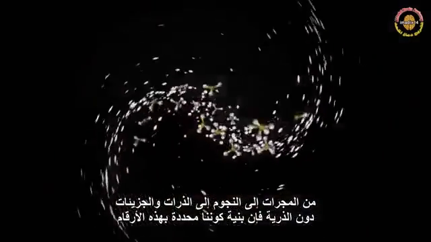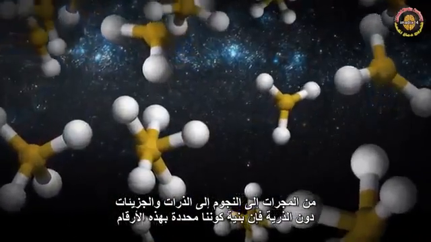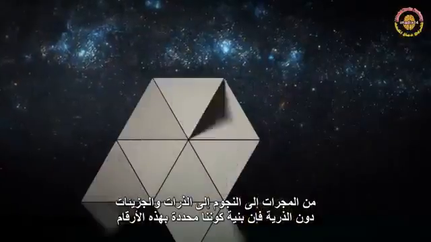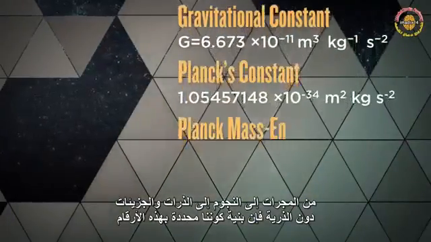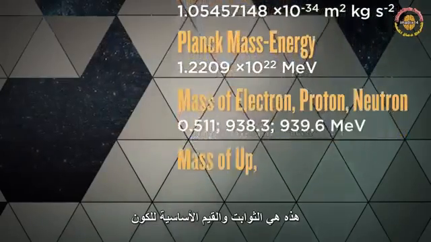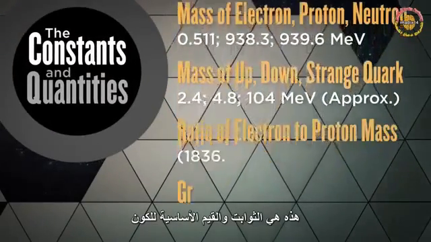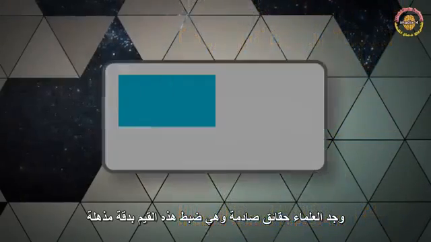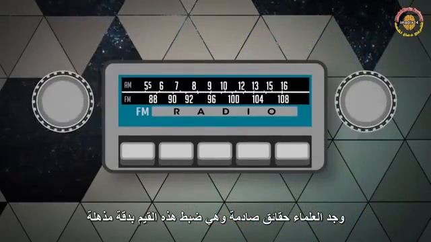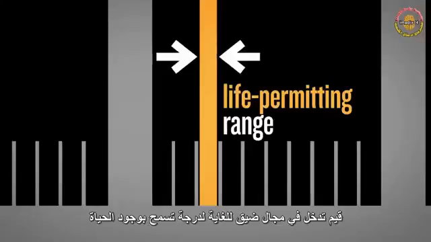From galaxies and stars, down to atoms and subatomic particles, the very structure of our universe is determined by these numbers. These are the fundamental constants and quantities of the universe. Scientists have come to the shocking realization that each of these numbers has been carefully dialed to an astonishingly precise value, a value that falls within an exceedingly narrow, life-permitting range.